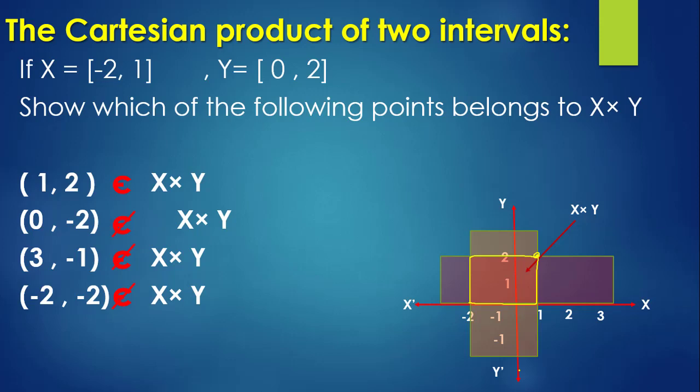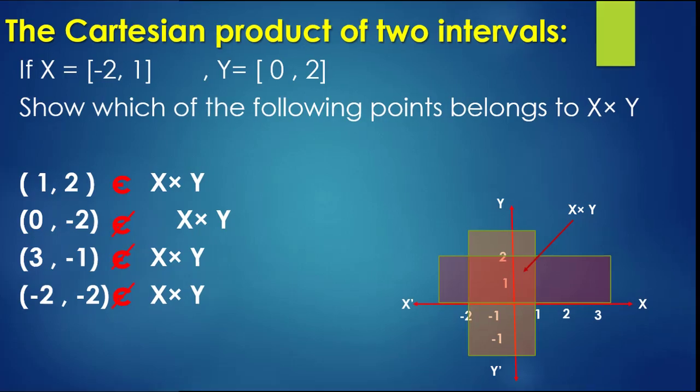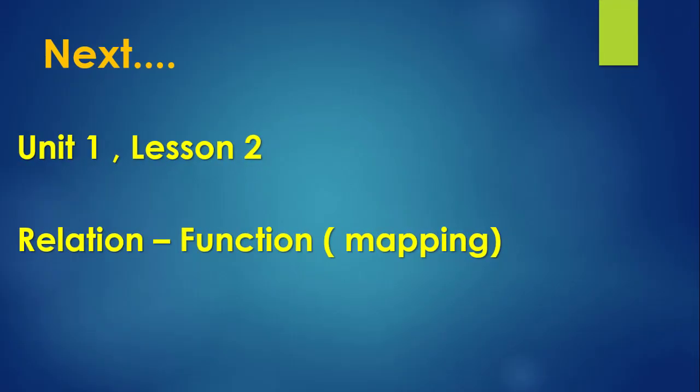Okay, so the Cartesian product of two intervals is the intersection between the two intervals on the x and y axis, and any point outside this region is a point which does not belong to the Cartesian product of the two intervals. Okay, this session was the last part of lesson 1.